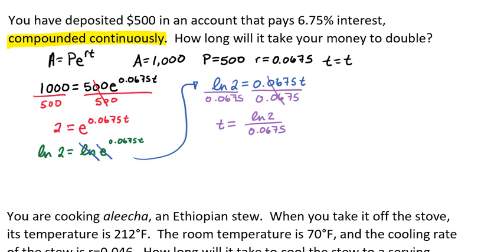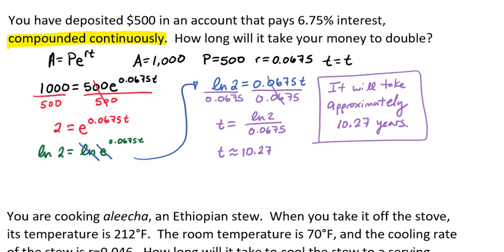So we'll have t equals the natural log of 2 divided by 0.0675, which approximates to about 10.27. So what does that mean? Well, that means that it will take approximately 10.27 years to double your money.